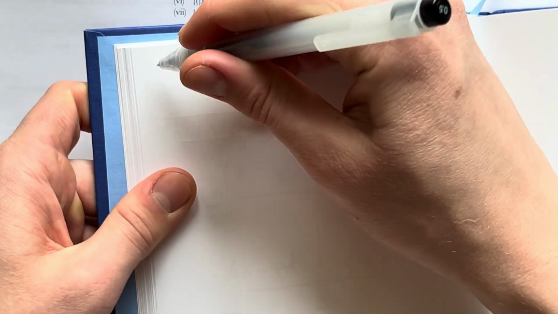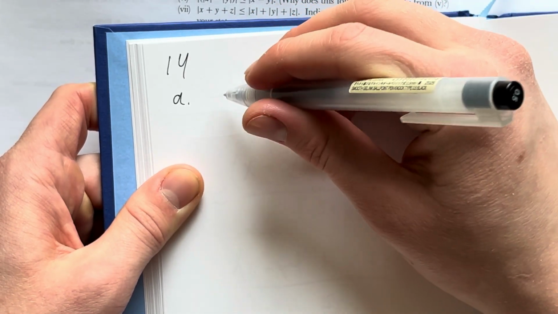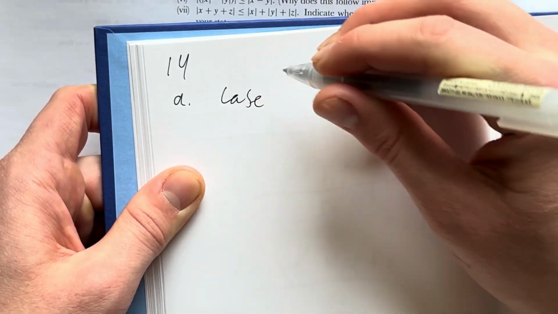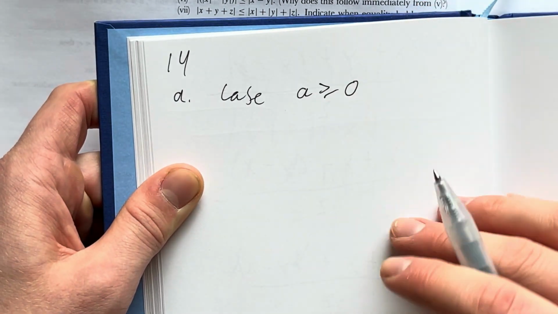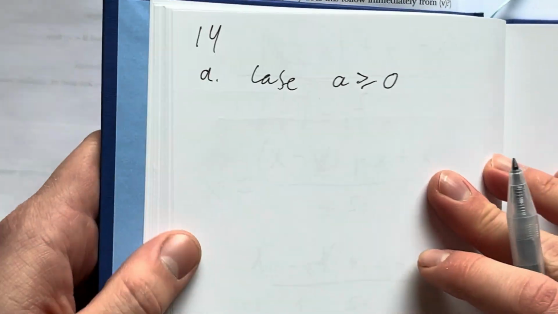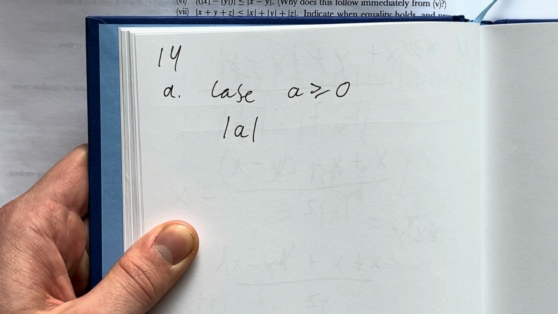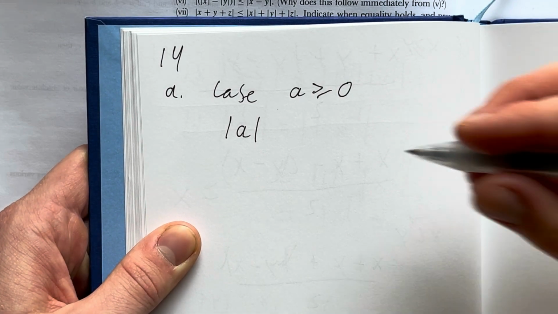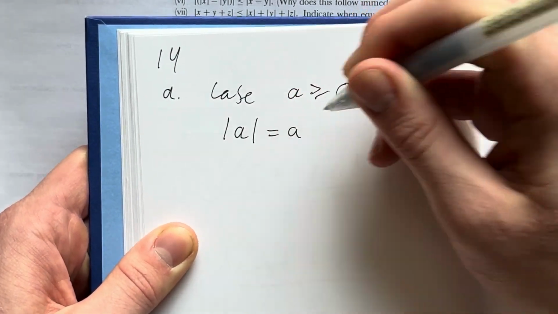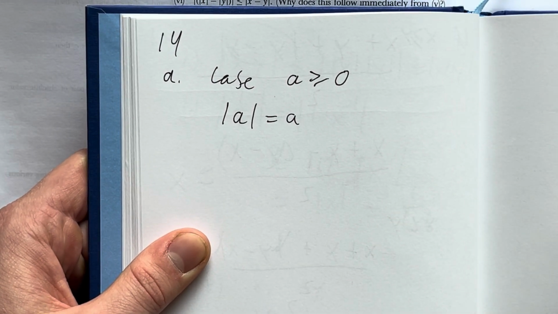So, number 14a. So first case, let's first discuss the case a greater than or equal to 0. Well, then the absolute value of a is equal to a by the definition of the absolute value.